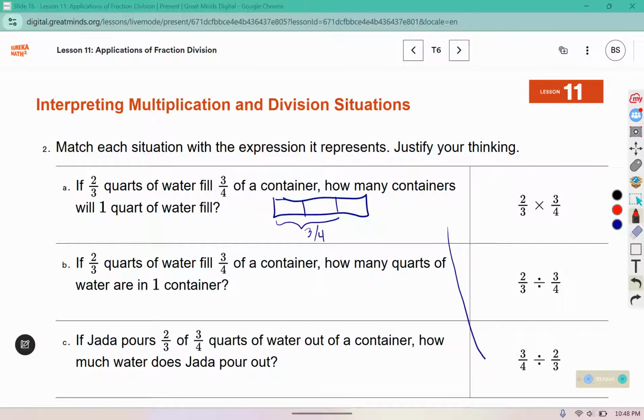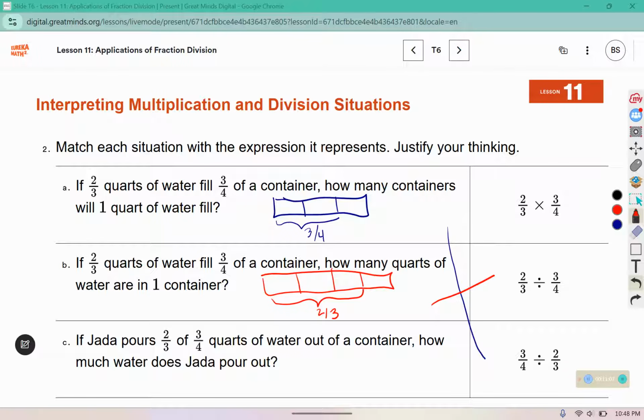If 2/3 quarts of water fills 3/4 of a container, how many quarts fill the container? So this would be the other division expression, but this time we're filling the container instead of using a full quart. So we're underlining 3 of them and labeling that with 2/3.